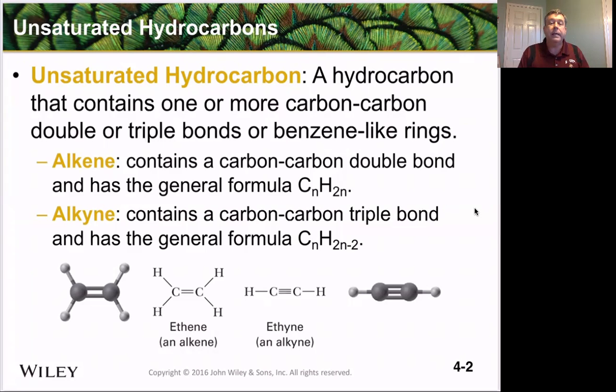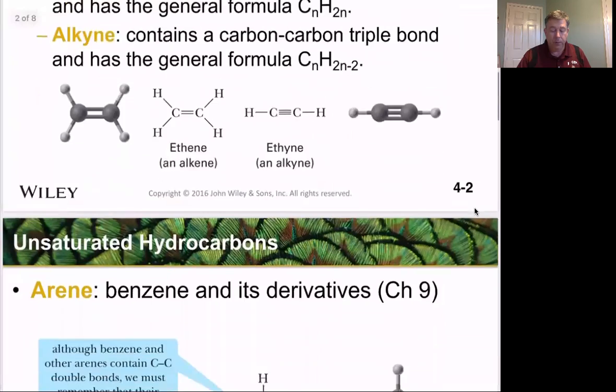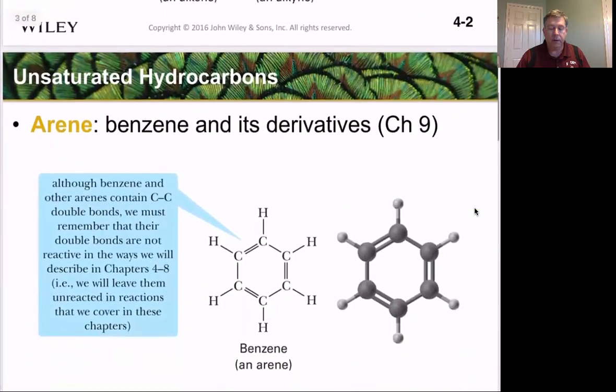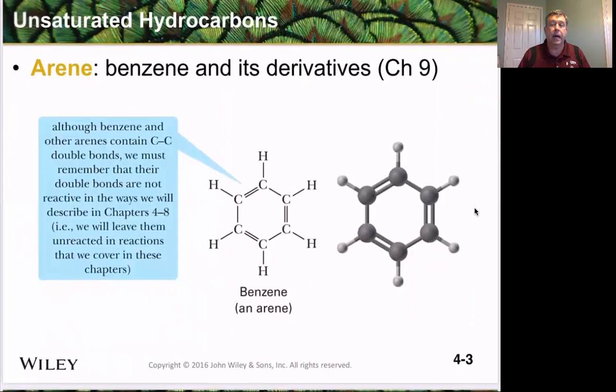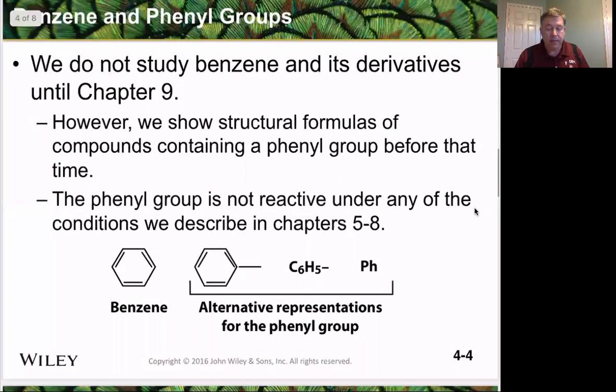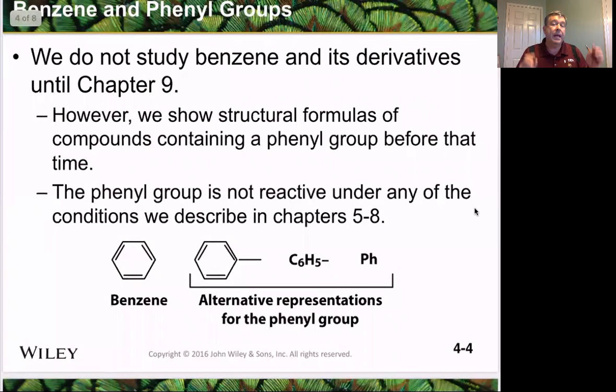So all of our alkenes have at least one double bond, and all of our alkynes have at least one triple bond, okay? There's another form of unsaturated hydrocarbon that we're not going to talk about until Chapter 9, and that's benzene and its derivatives. This is a special kind of alkene where it's in a ring and has alternating single and double bonds. Because of these alternating single and double bonds, it has different reactivity than what we'll be describing in chapters 4 through 8. Even though we're not going to study this until chapter 9, we have to know about them because we can use it as a substituent.